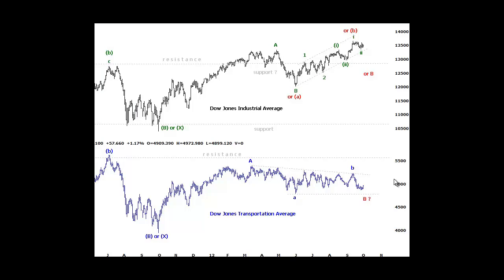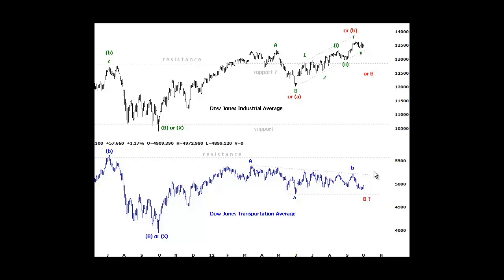Well, we've simplified our labeling down here to the highest probability count now, and just to make things a little bit easier to read, we've also brought back in the transportation average. We had a look at it last time as well. We were looking for an Elliott triangle, an ABCDE triangle to transpire here ideally, but we got this push to the downside here which negated that.